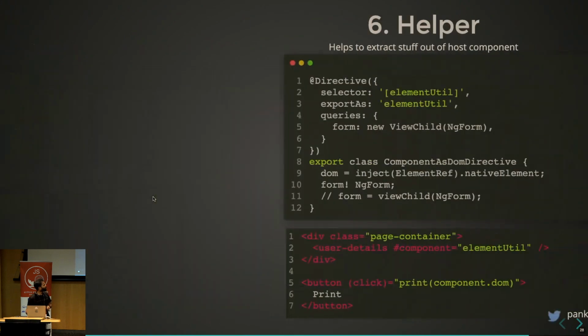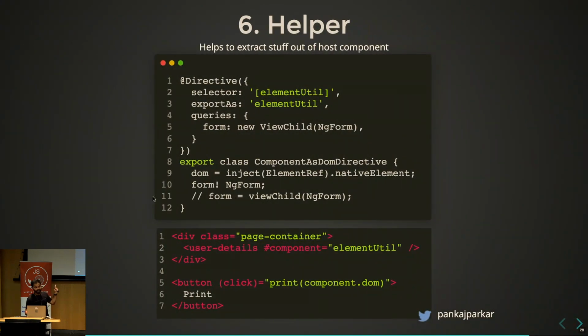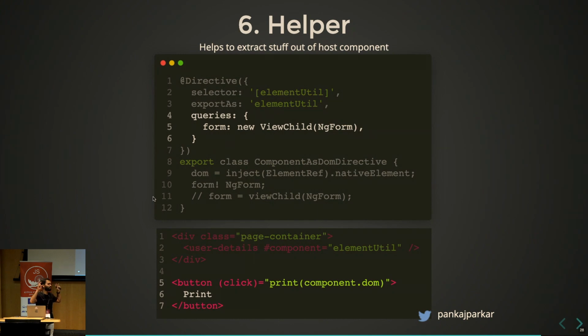But the simple way to do that is to write one directive that will act as a utility, and it will use something called queries. Queries is ContentChildren, ViewChildren, right? There is a different way to write that. You can use the queries property and say what query you want to do. So I just say ViewChild, and then I get access to that DOM.